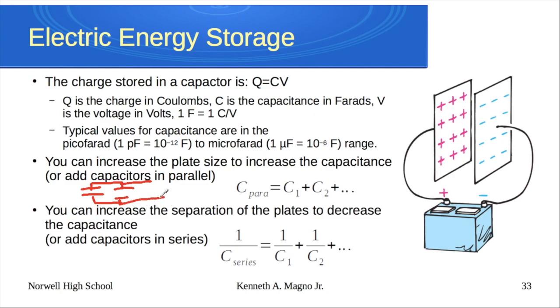I could also add them in series, which increases the separation between the plates. But if I do that, it decreases the amount of capacitance. So if I do this, going from here to here, that distance has now increased, as opposed to just one capacitor being that little bit there. So I've actually decreased the capacitance because I've given more distance between the outermost plates.